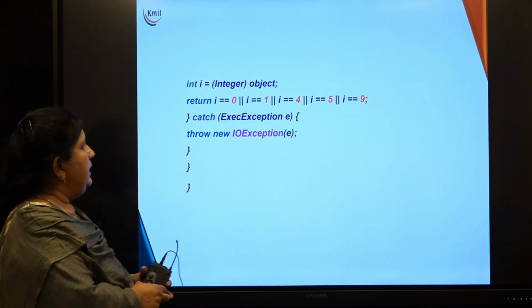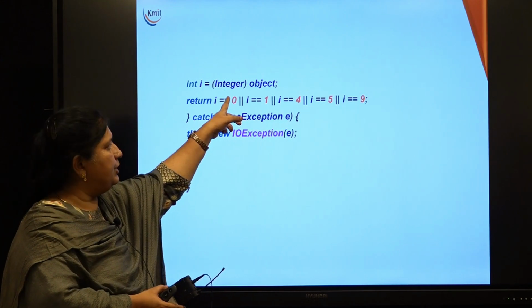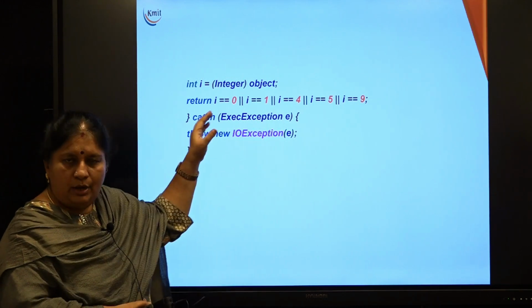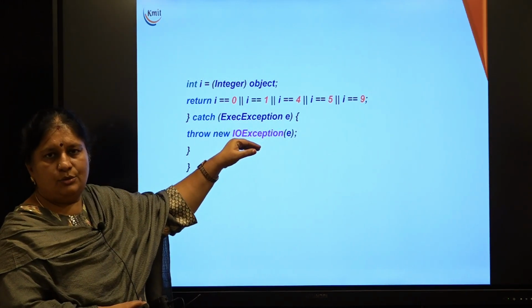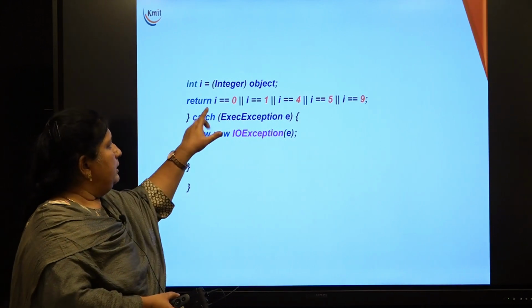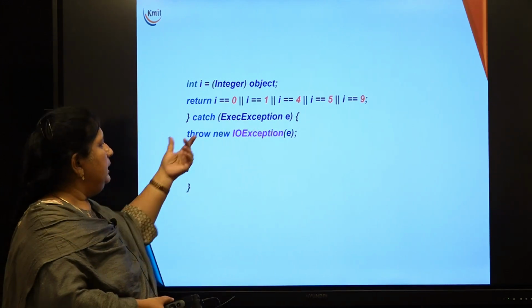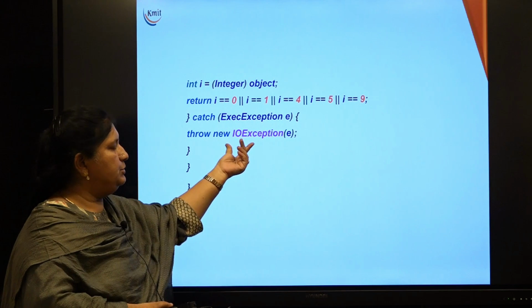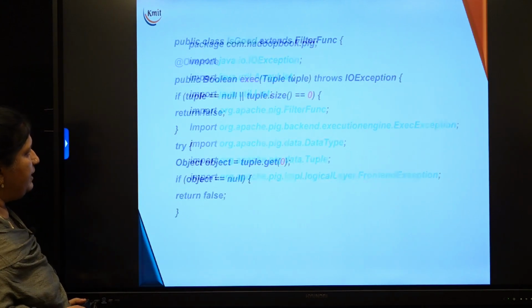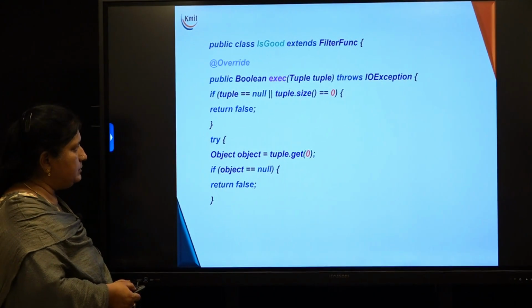On the other hand, if some data is there, you cast it into integer because I am trying to check the value within 0, 1, 4, 5, 9. Do I need to check all the time with these values only? No, this is just a sample requirement. So if it is equal to any one of these values, you return true. If any exception is caught, you throw an IO exception. That is all. This is the user defined function to check whether the particular quality code is good or not.